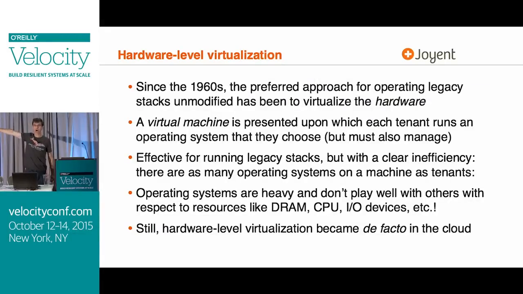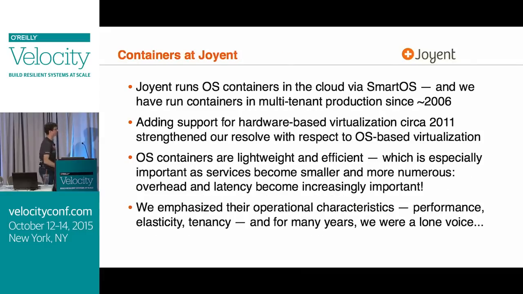When you deploy on Amazon, it's 100% hardware virtualization. When you deploy with VMware, it's 100% hardware virtualization. And that's not a criticism, that's just a statement of fact. So hardware-level virtualization has become de facto in the cloud.